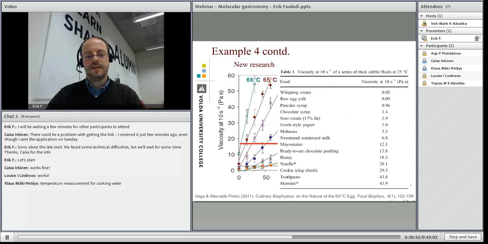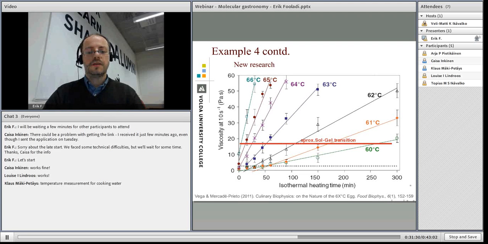And then the authors of this paper actually have tried also to make this available to those who are cooking, to the chefs and others, by taking this viscosity scale and trying to say that, okay, so if you want your yolk to be like mayonnaise, that's about a viscosity of 12. So then look at this one, look up 12.